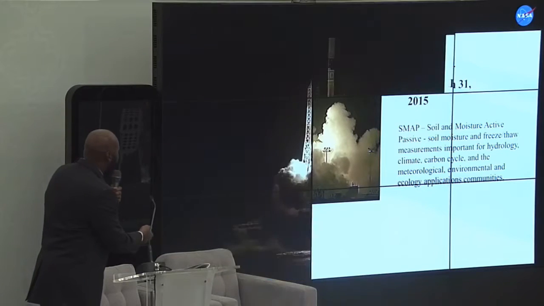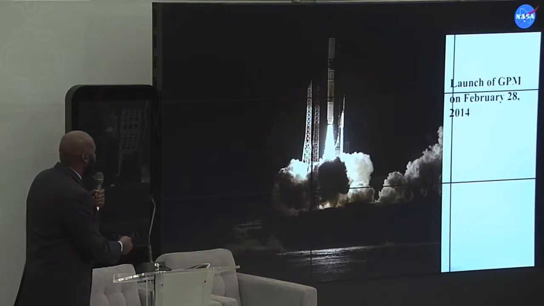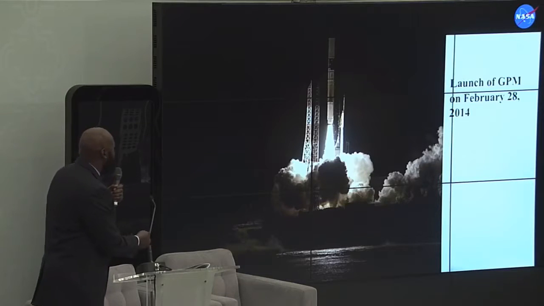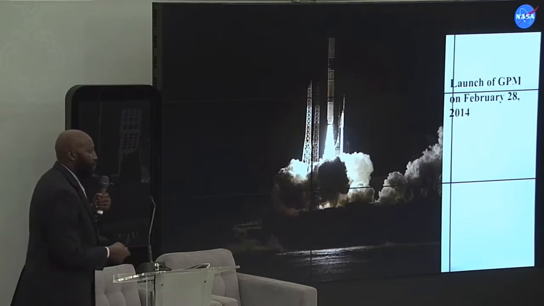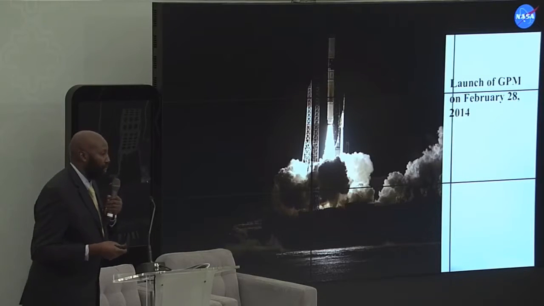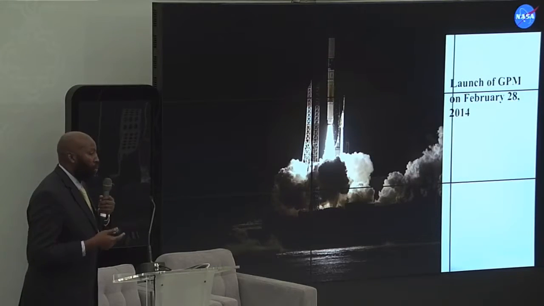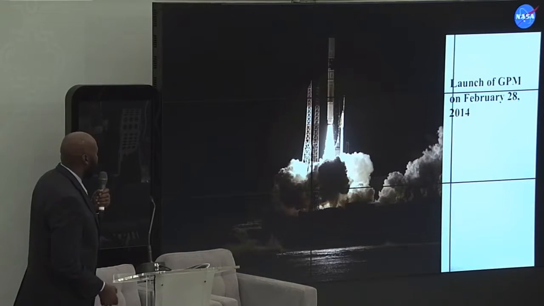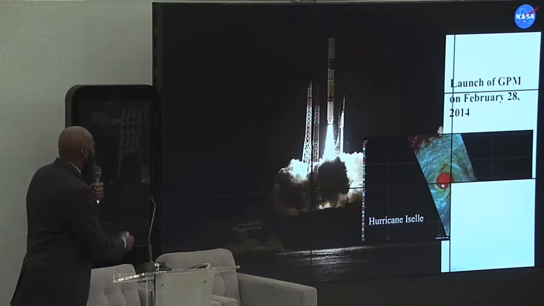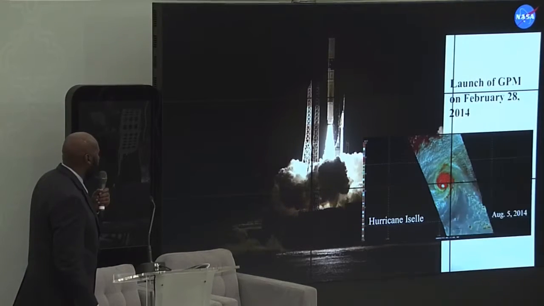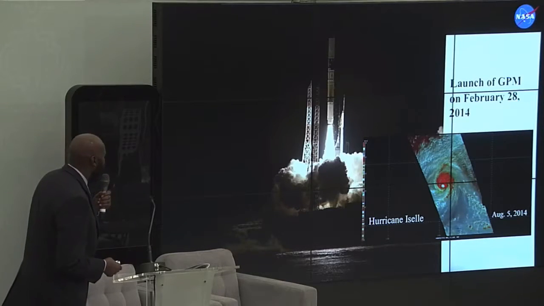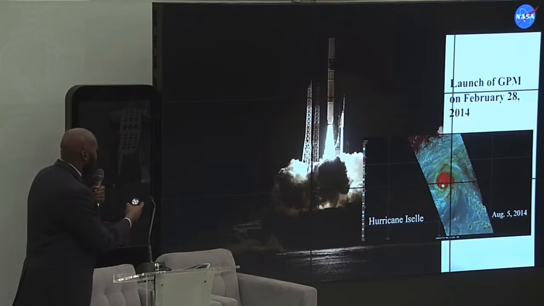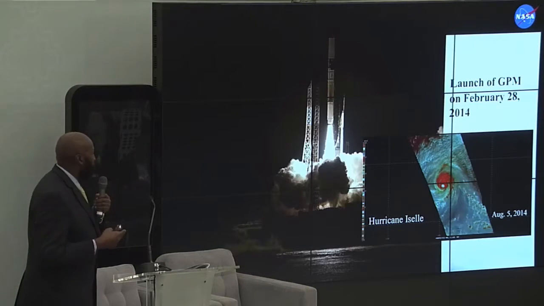Before that, we launched GPM in 2014, and GPM is a replacement for the Tropical Rainfall Measuring Mission, TRMM, which measures global precipitation. It's the Global Precipitation Measurement, and within a few months of launch, we were able to measure the tropical precipitation of Hurricane Iselle as it was crossing the Hawaiian Islands. And so that instrument replaced TRMM, which was a long-term measurement of tropical rainfall.